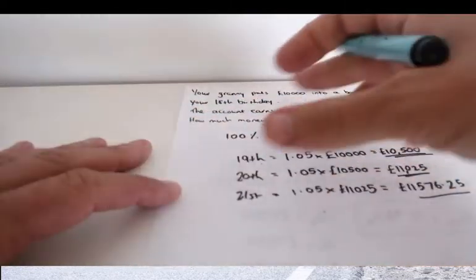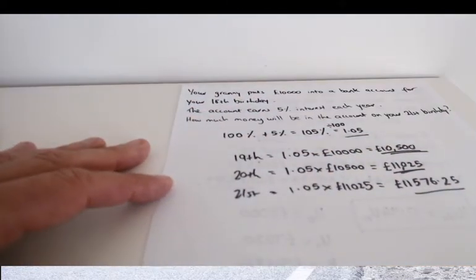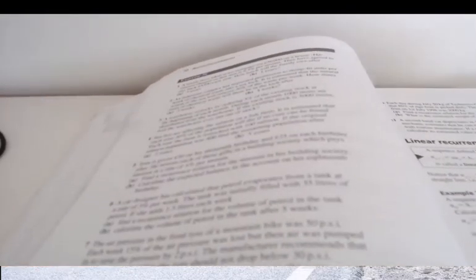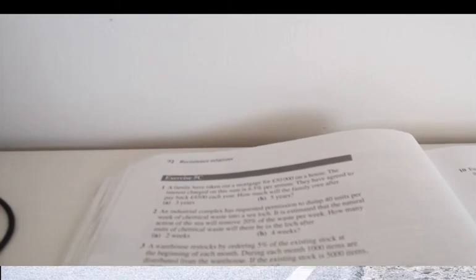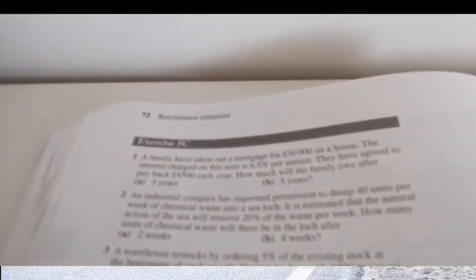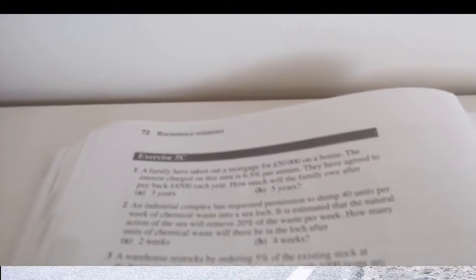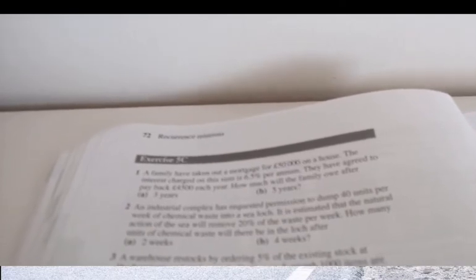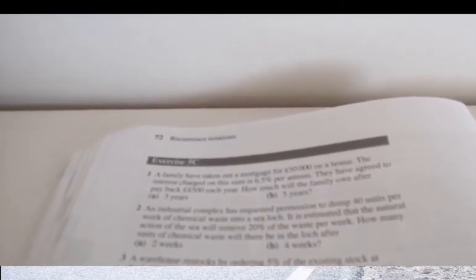But these examples are a bit easy. These examples are what we would have looked at last year. The recurrence relations you're going to work with are going to be a wee bit more complicated than that. Right, let's have a look at this first question here. A family has taken out a mortgage for £50,000 on a house. The interest charged on this sum is 6.5% per annum. They have agreed to pay back £4,500 each year. How much will the family owe after 3 years and 5 years?